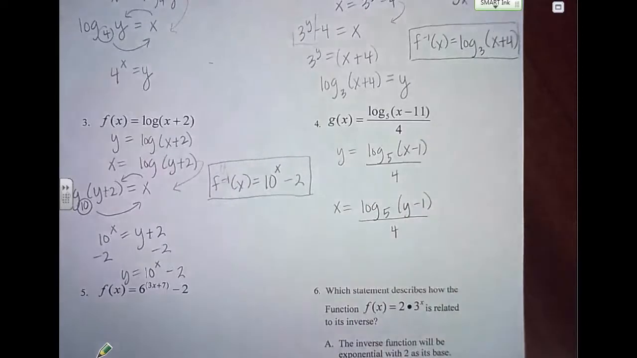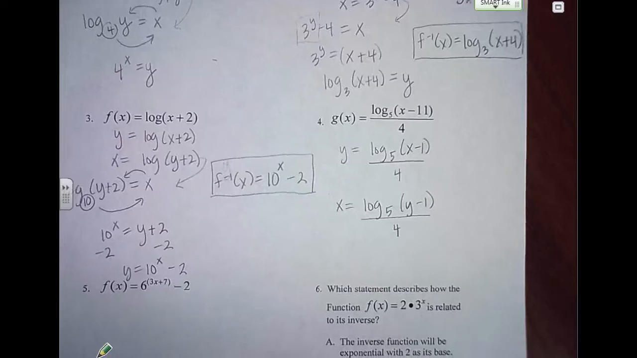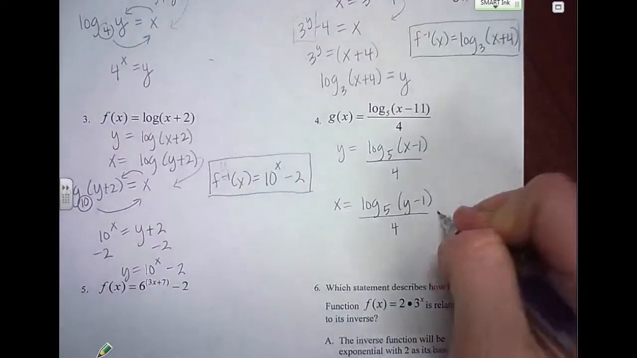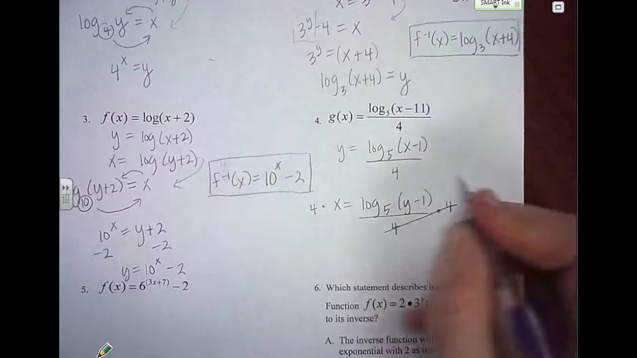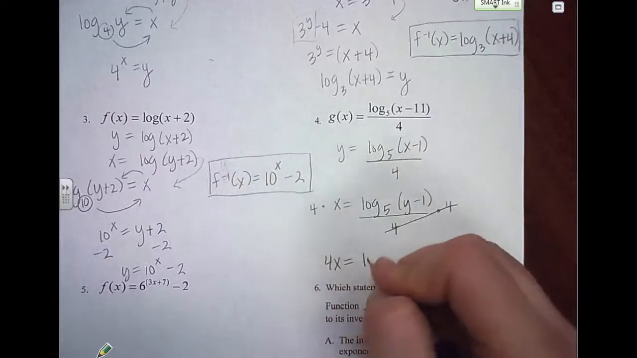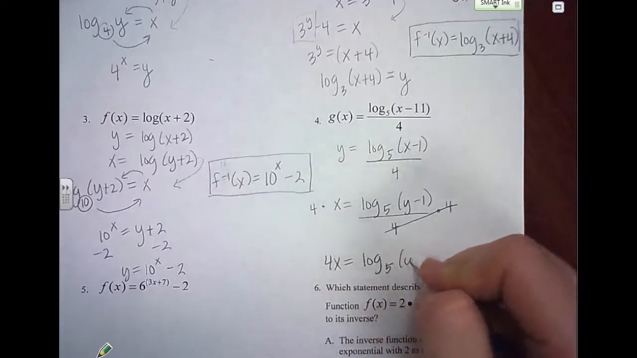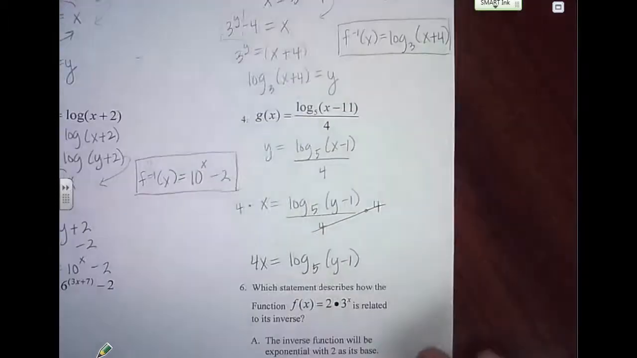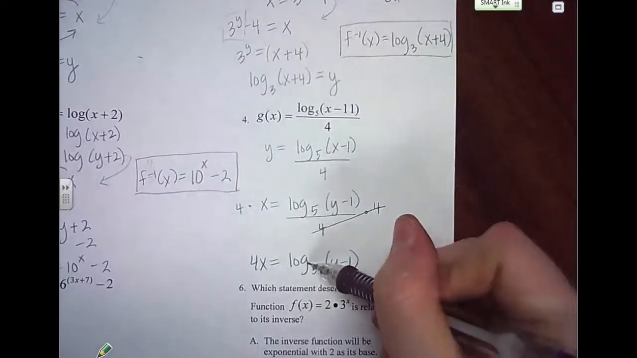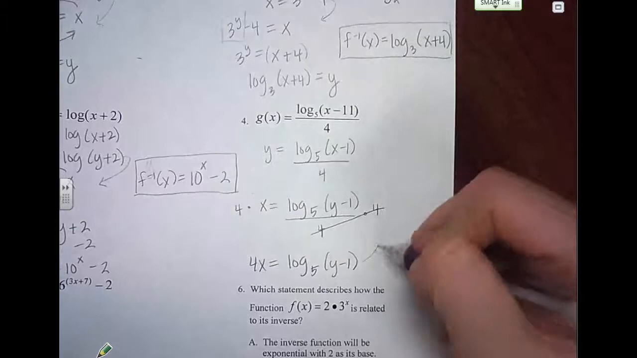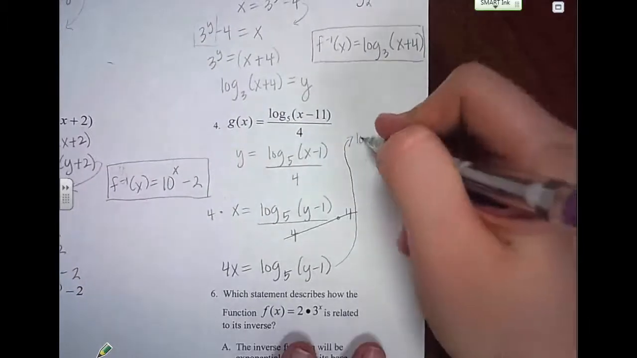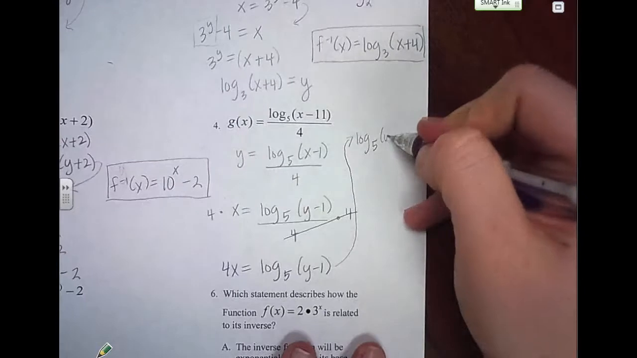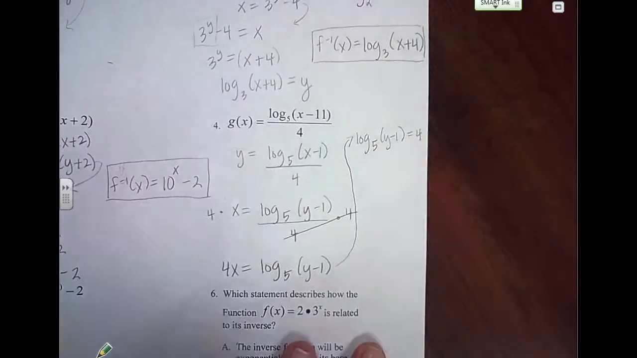Okay, so we want to get the y by itself. Let's do a little basic algebra here. This 4 is being divided, so let's go ahead and multiply it over. So it goes away here, so I get 4x equals log base 5 of (y minus 1). Now again, I don't like that the log is on the right, so I'm going to reverse the order. So I'm going to rewrite this as log base 5 of (y minus 1) equals 4x.